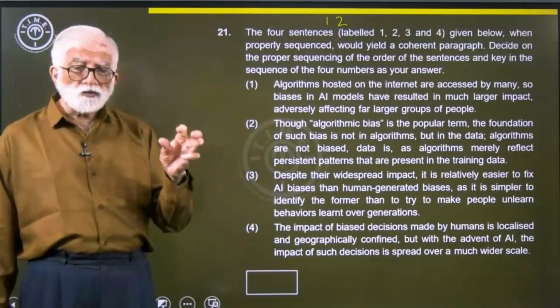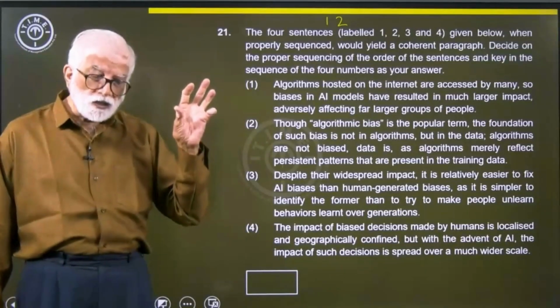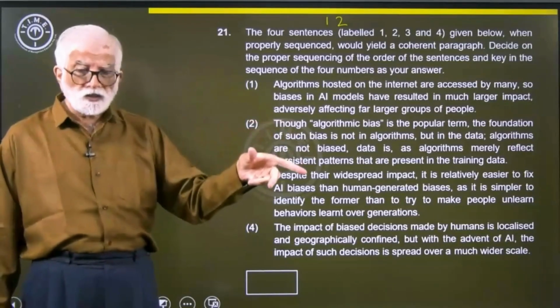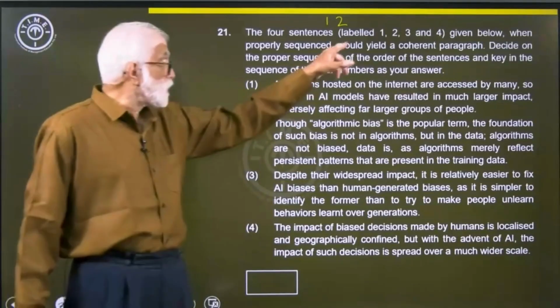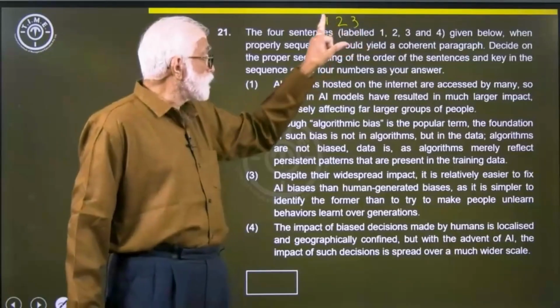As it is simpler to identify the former, that means it's simpler to identify the data bias than to try to make people unlearn behaviors learned over generations. So we know that 3 has to come after 2 then. Let's look at it in that sequence.